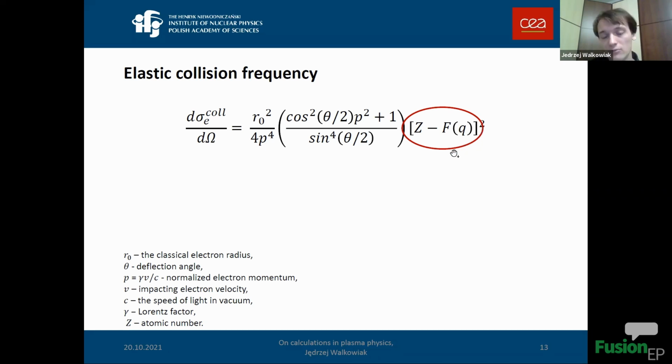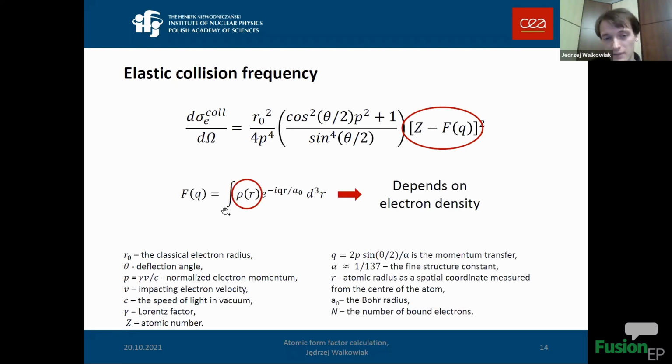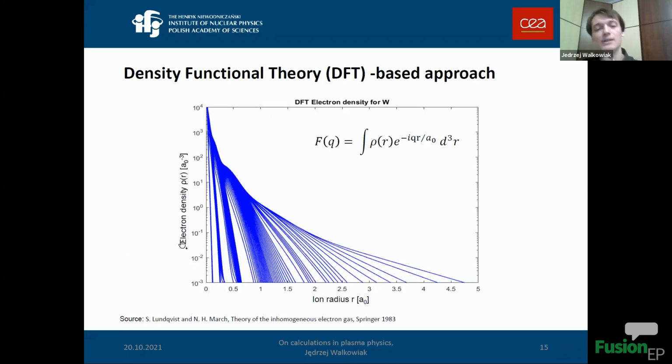Here, what I will focus on is the nucleus charge reduced by the atomic form factor. This atomic form factor defines how many electrons take part in shielding of the nucleus during the collision. It can be calculated from the electron density around the nucleus. We have a few approaches for calculating electron density. One of the most accurate, which I use, is the density functional theory based approach.